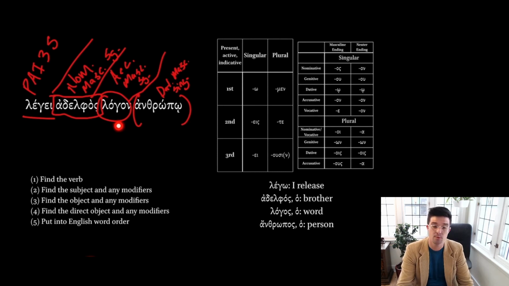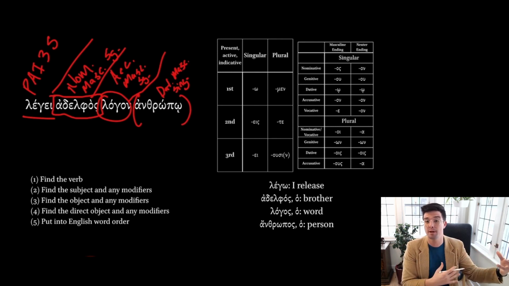We get that with logon. It's an accusative masculine singular from the nominative logos, meaning a word. So a brother speaks a word. And then we find here another word in the dative, which is going to be an indirect object, to a person. So to put it all together, putting it back into English word order, a brother speaks a word to a person.